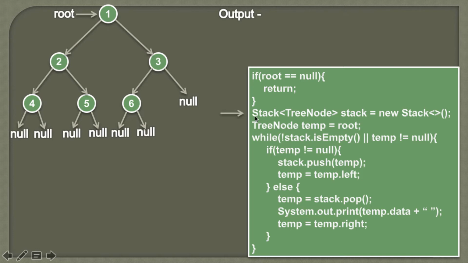After the if block, we create a stack. Now this stack will hold the tree nodes for us. So it would look something like this. Moving ahead. In the next step we create a temporary tree node and assign the value of root to it. So now temp will point to root. It would look something like this, that is, the temporary node is pointing to root. Moving ahead.